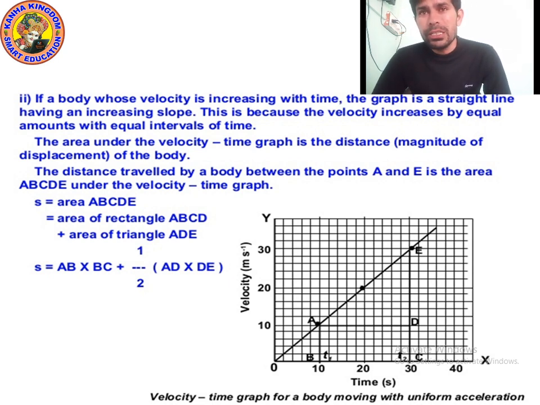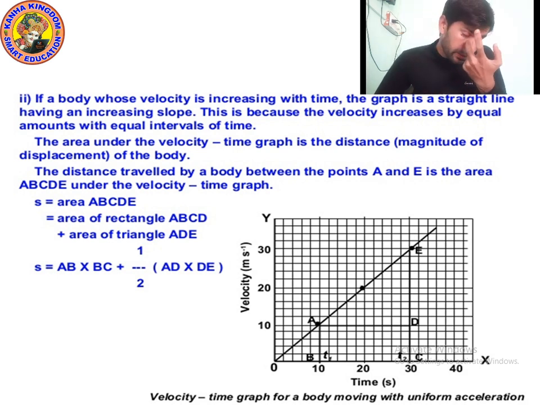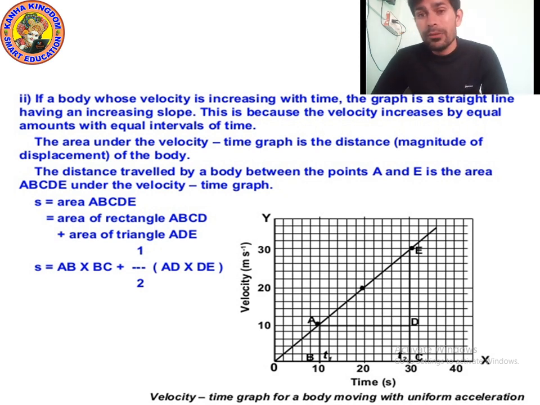After 10 seconds, imagine the velocity is 10 meters per second. Now the velocity increases, and after 20 seconds the velocity of the car is 20 meters per second. Then after again 10 seconds, means after 30 seconds, the velocity again increased by 10. So the velocity is now 30. So the velocity keeps increasing by 10, and if we draw the line, it will be a straight line graph.